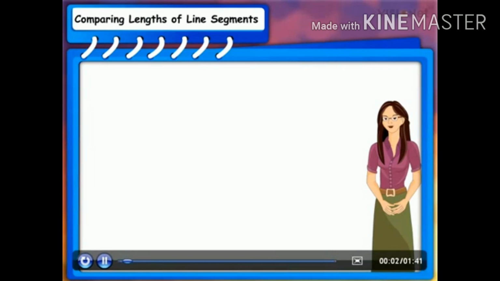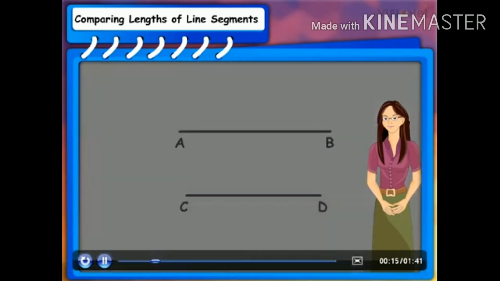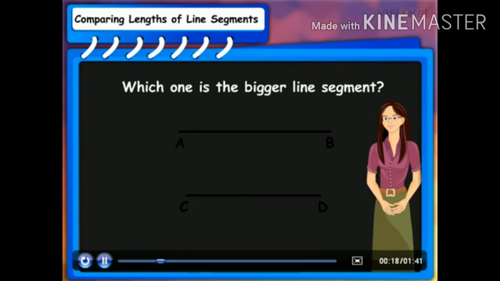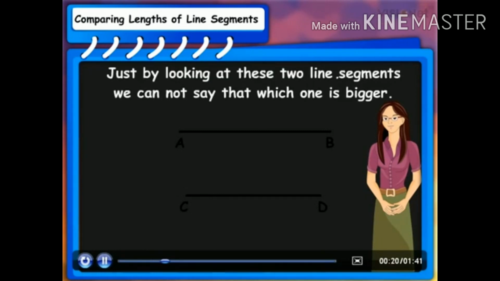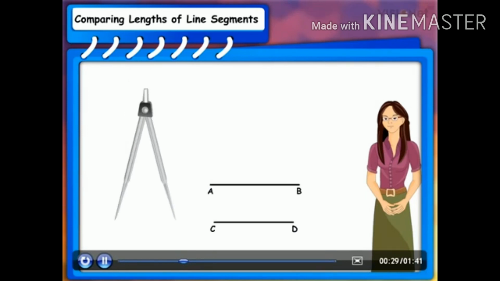Comparing lengths of line segments. Look at the screen. We have two line segments, AB and CD. Now from these two line segments, can you tell me which one is the bigger line segment? Just by looking at these two line segments, we cannot say which one is bigger. So what do we do now? In order to compare the lengths of line segments, we will make use of a divider.